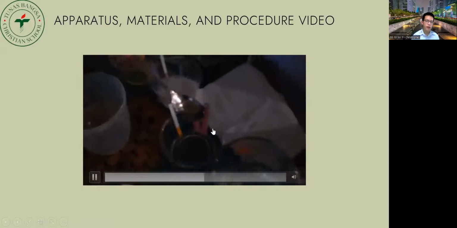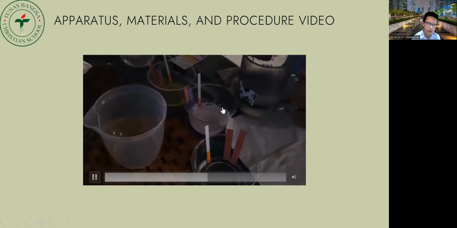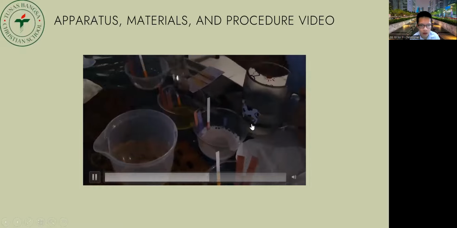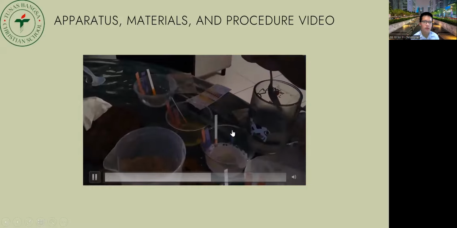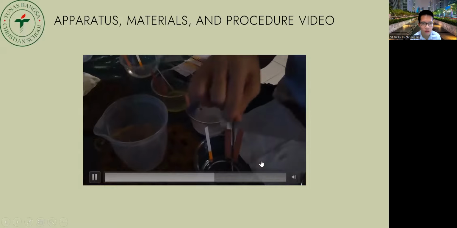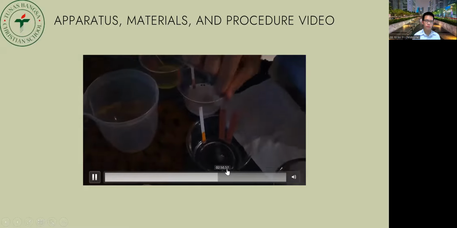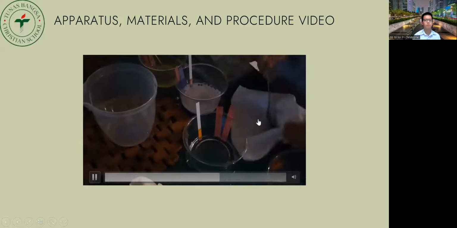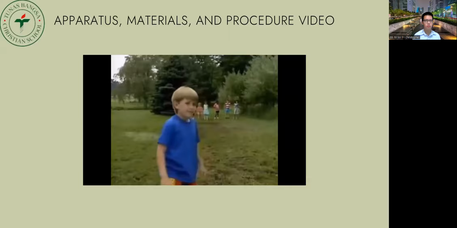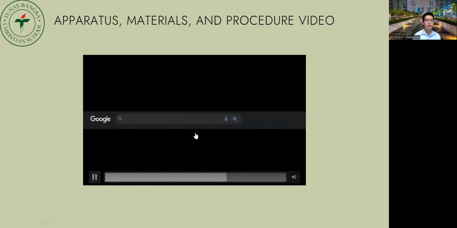Next, we pour the red onion water into each substance. But wait, why does it not change? We will see later. Wait a minute! Yes, the color does not change after we use the red onion water.